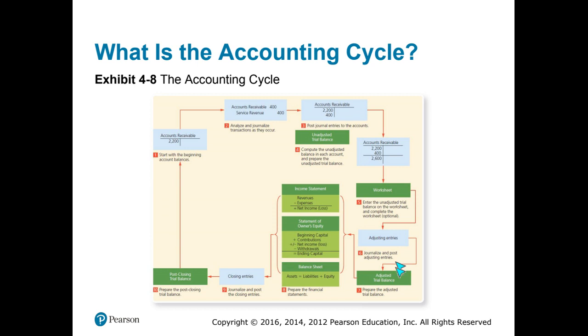We have our trial balance. On the trial balance, we're going to prepare the adjusted trial balance. And from the adjusted trial balance, we are going to then be able to prepare our income statement, statement of owner's equity, and our balance sheet. And then once we've prepared those financial statements, we then will go in and we will make our closing entries. We're going to journalize and post the closing entries, and then prepare our post-closing trial balance.